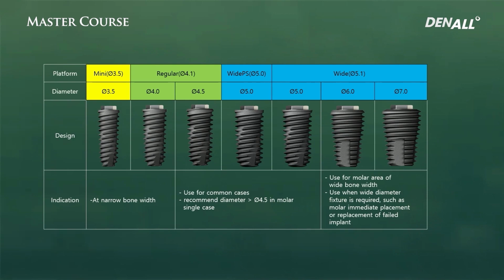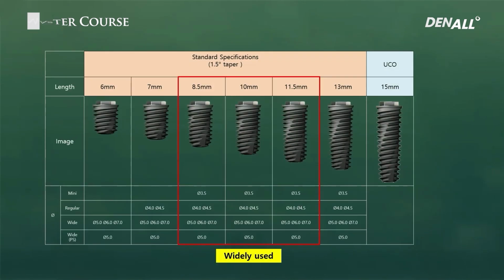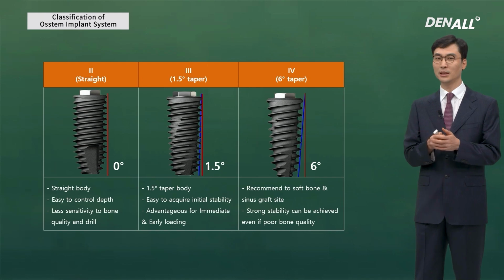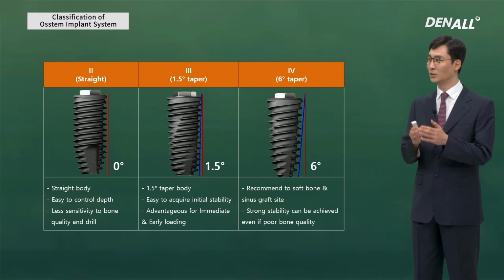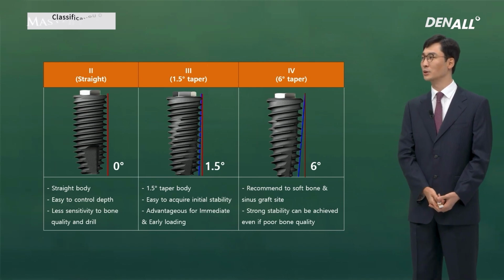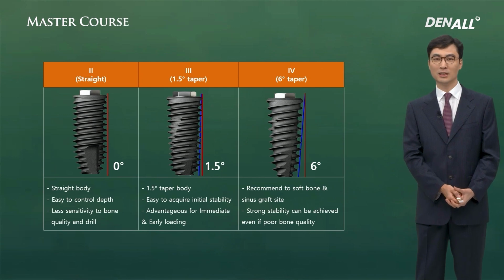Narrow platform, regular platform, wide platform. There are 3 platform types, so prosthetic components fitting the platform should be used. So the length of implant around 10 millimeters is used widely. The body design, 1.5 degree taper. The US3 implant is used most widely.